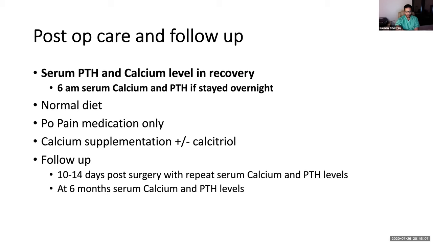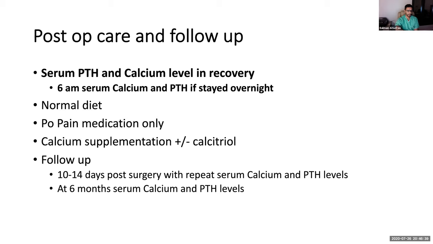So what do you do after you complete your surgery? It's postoperative care and follow-up. You do a serum PTH and calcium level in recovery. So you want to make sure that your calcium, your PTH most importantly, is back to normal, because you don't want to send the patient up and then identify that it's still high and then you have to take the patient down. And then if the patient decided to stay the night in the hospital, I would do, again, a 6 a.m. calcium and PTH level.